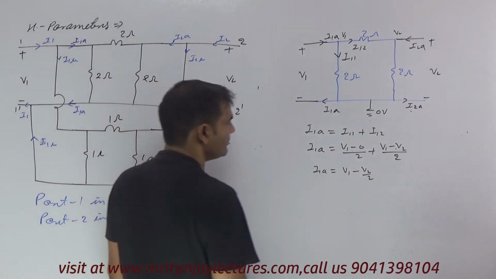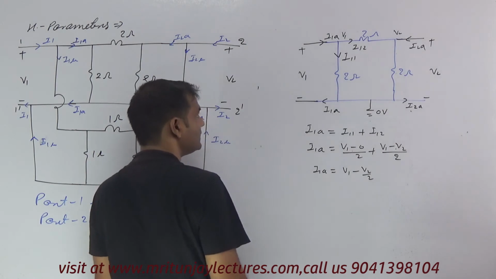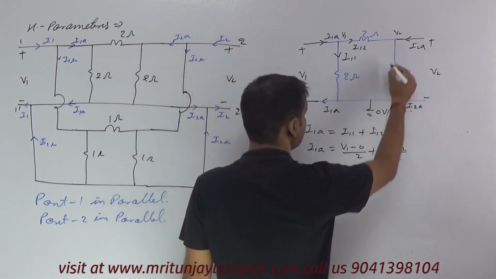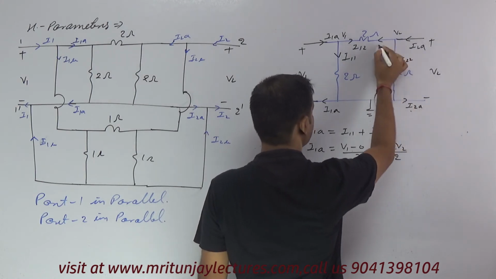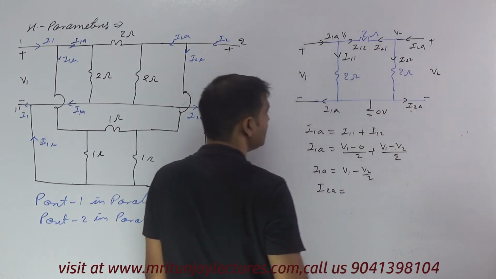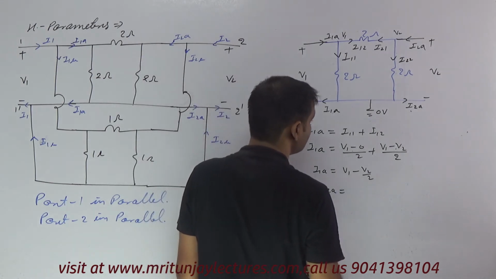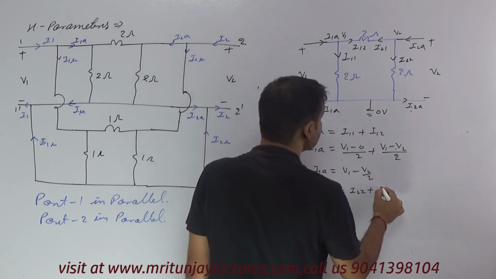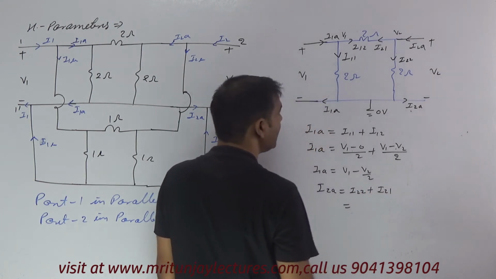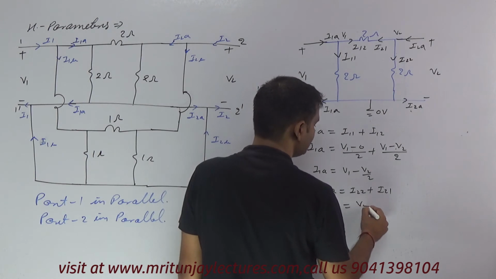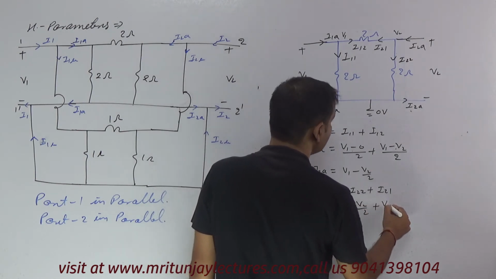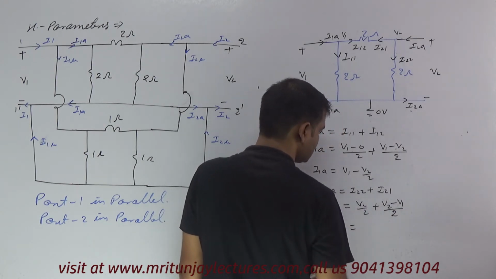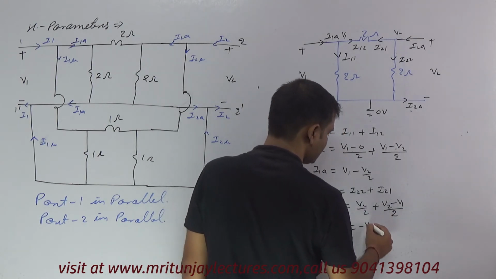Now another way, I2A is written as, if this current is I22 and here I21, then I22 plus I21. I22 means V2 by 2 plus V2 minus V1 by 2. So we got minus V1 by 2.